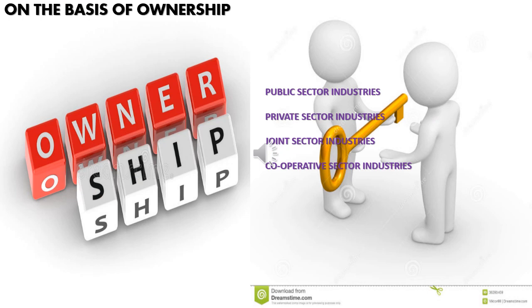Then industries are classified on the basis of ownership. Industries are classified first on the basis of raw materials, then on the basis of size and capital, and finally on the basis of ownership. On the basis of ownership, industries are classified as private sector, public sector, joint sector, then cooperative sector.